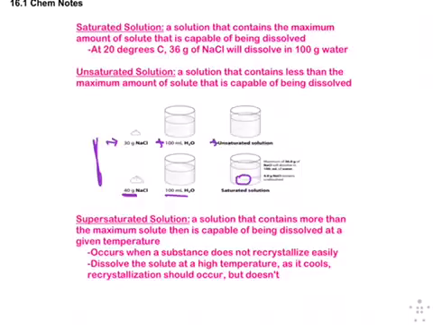A supersaturated solution is a solution that contains more than the maximum solute that is capable of being dissolved at a given temperature. This will only occur if recrystallization does not happen very easily. To do this, you have to dissolve the solute at a very high temperature, and as it cools, recrystallization should occur, but it doesn't. So what this situation is describing is we kind of gave the solution a jump start by heating it. If you heat a solution, it should hold more solute. The only thing that's not true for is gases, and we'll talk about that in a couple slides.